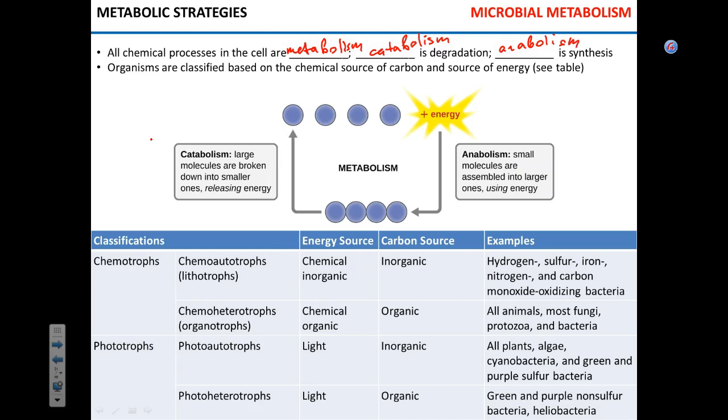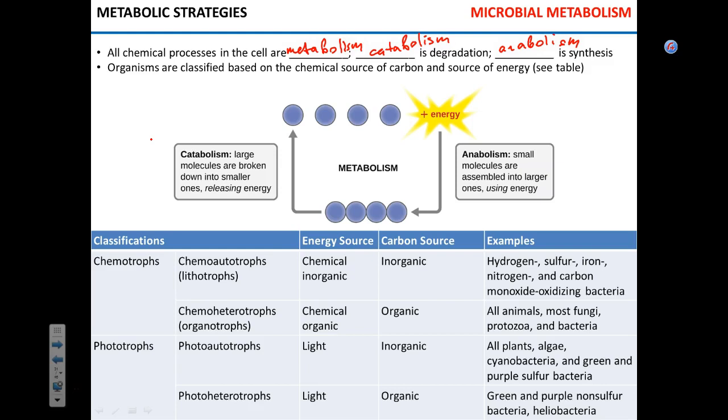A process of synthesis, on like all-cell scale. We talked about them. Synthesis of something. Protein, yeah. Polysaccharide. Great. Anything. You're building something bigger, you're connecting. It's an anabolic process. Protein synthesis is anabolic. RNA and polysaccharide synthesis is anabolic.